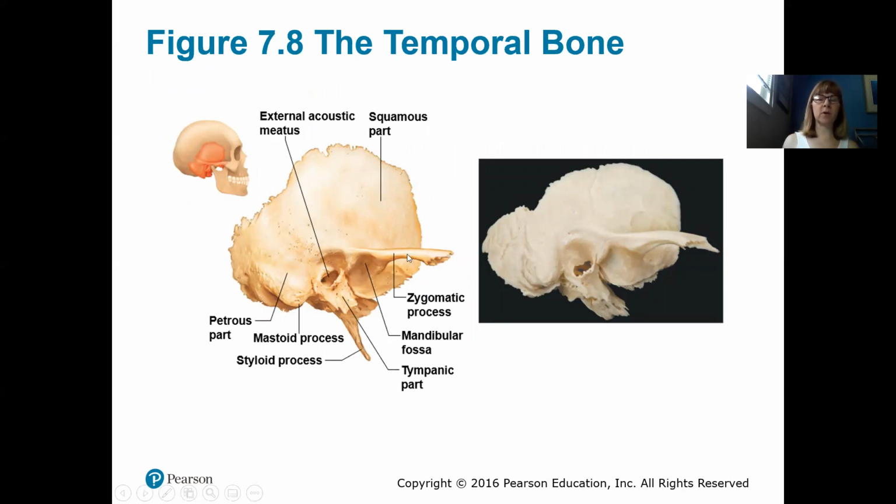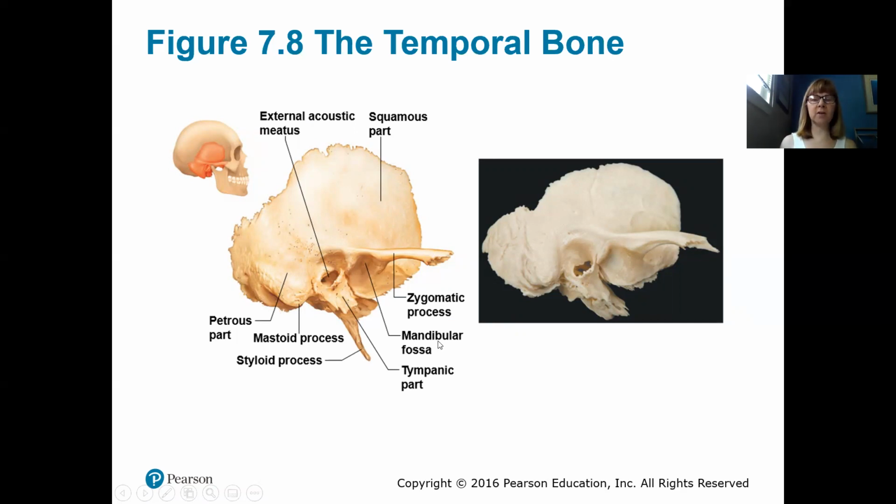There's that zygomatic process. And here is that external auditory meatus. And then here's another interesting thing on the temporal bone, the styloid process. So it really goes to show you a lot of intricate detail on this bone. And all of these are attachments for muscles. So when we get to the muscle section, memorizing all of these will really help you, because that's where muscle attachment is going to be.